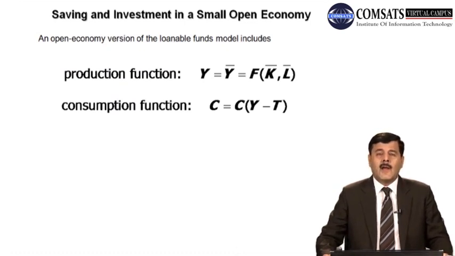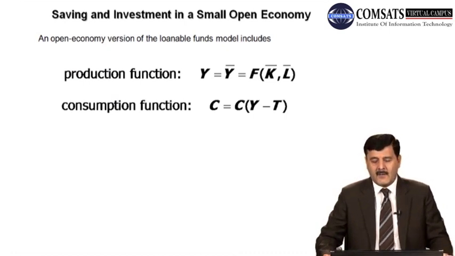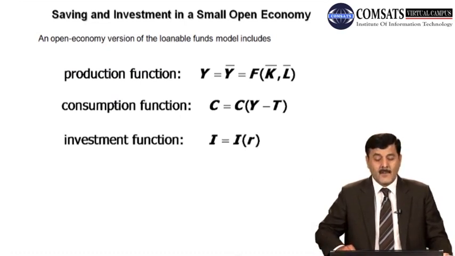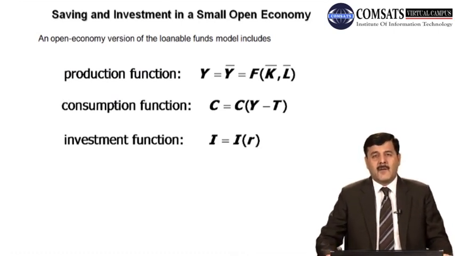So as we know, the production function is Y equals Y bar, that is given. Y bar means a given level of output depending on capital and labor, where capital is fixed and labor is also fixed. Then we also know that consumption is income minus taxes. If you subtract taxes from income, the remaining part of your income is your consumption function. Now we also explained investment in the closed economy, and we said that investment is a function of the interest rate, or investment is determined by the interest rate in the economy.